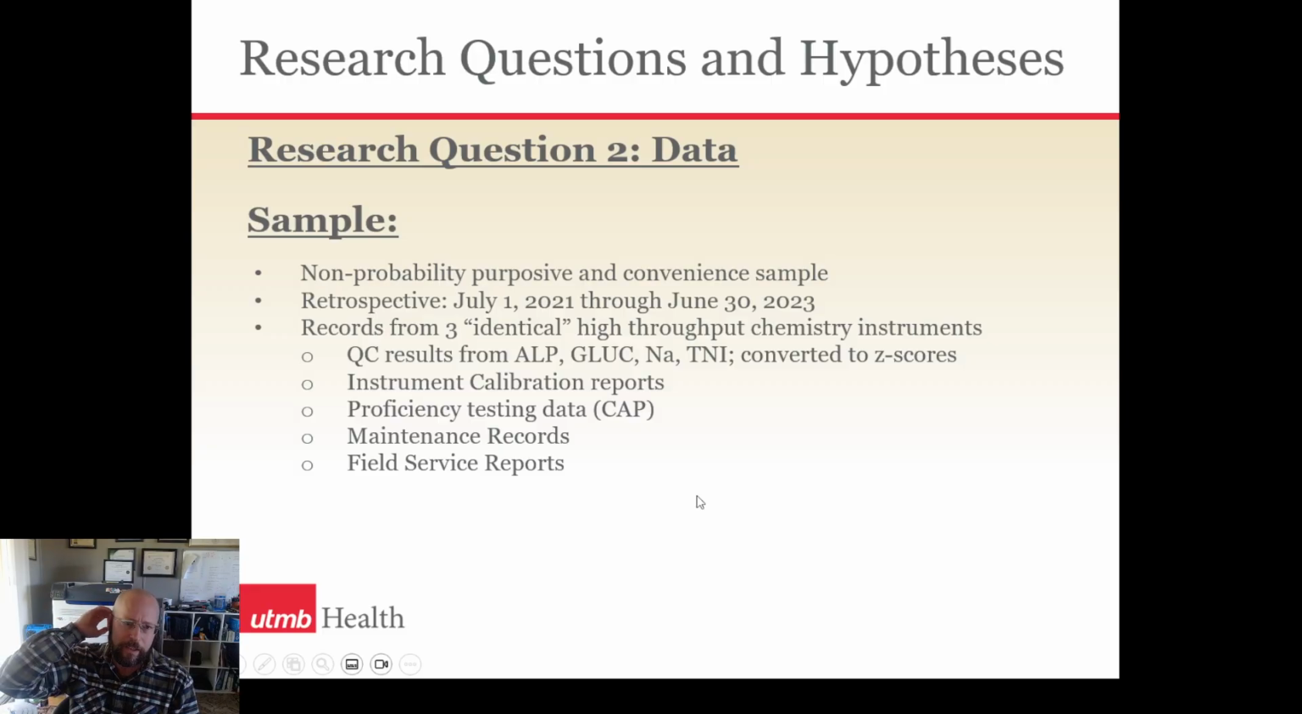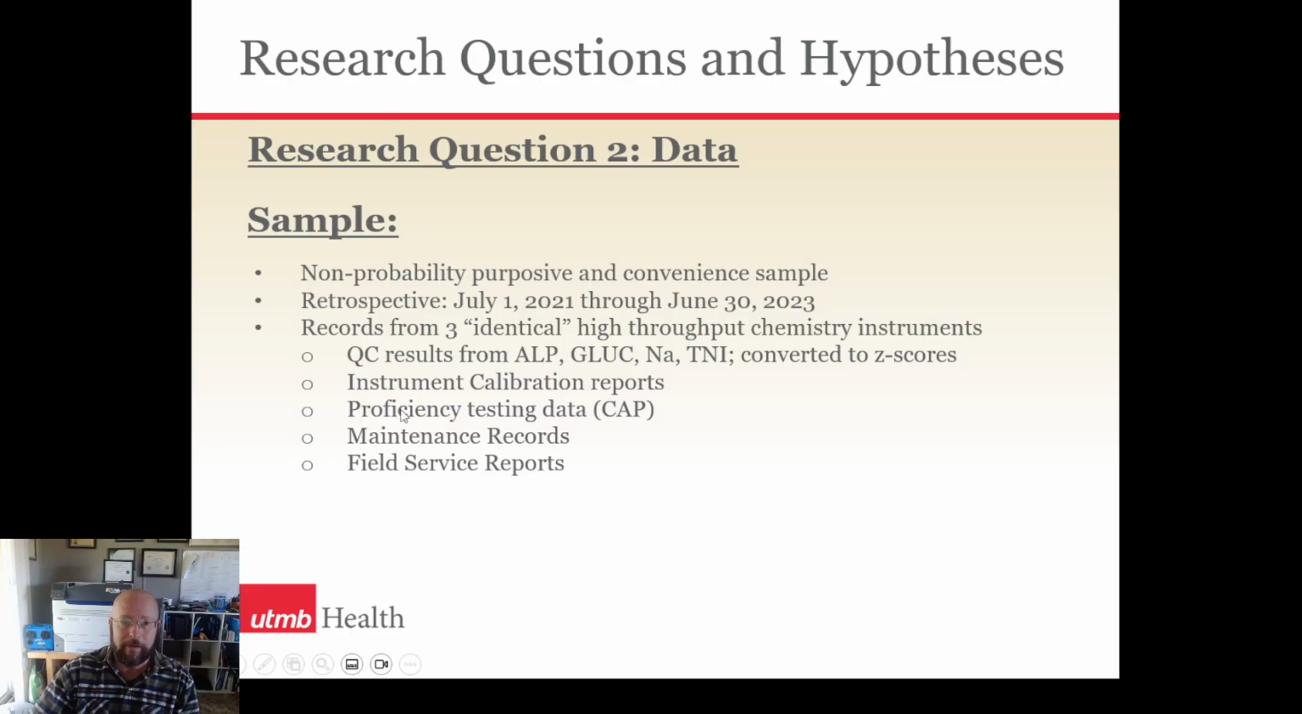For research question 2, we looked at essentially the same data set. We looked at the records from 3 identical high throughput chemistry instruments, specifically the same assays that were converted to z-scores. So we looked at the QC results. We had Beaker convert these to the z-scores.